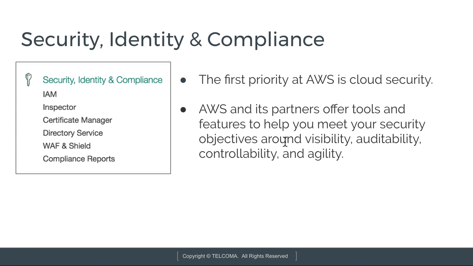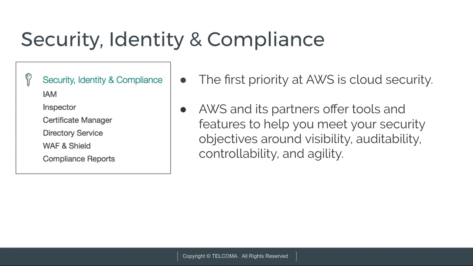As we know, security is the first priority because we require cloud security for keeping our data. AWS and its partners offer various tools and features so that we can make our security stronger. We can have visibility, auditability, controllability and agility in our services.